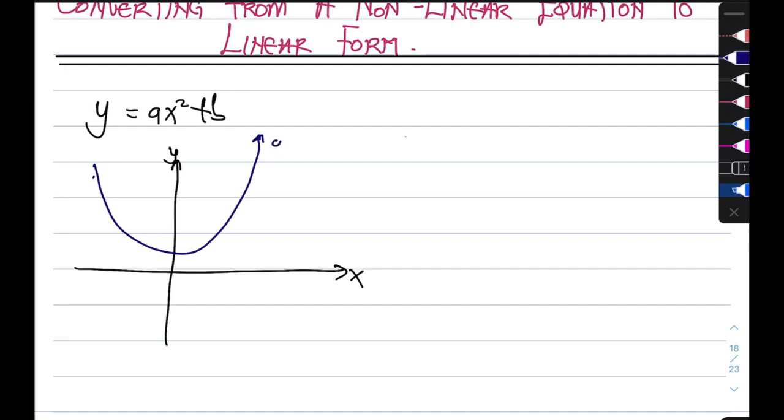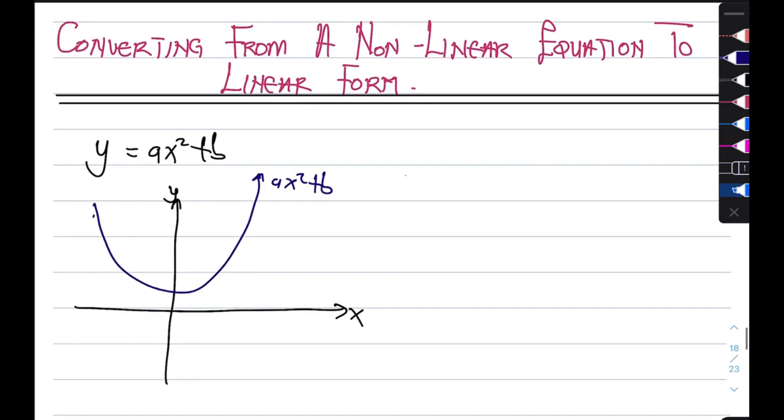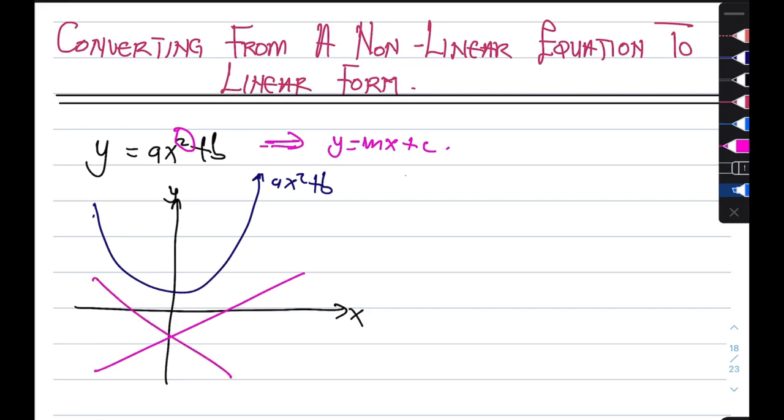Where this is our ax squared plus b. But this is not a linear, it's a quadratic like we have already established, since it has the highest degree of being 2. So we want to change from this to something like y equals mx plus c, okay? Right, that would be the linear. So if we are to sketch this linear, it could be either this line or that line, all right? Okay, so how do we do that?